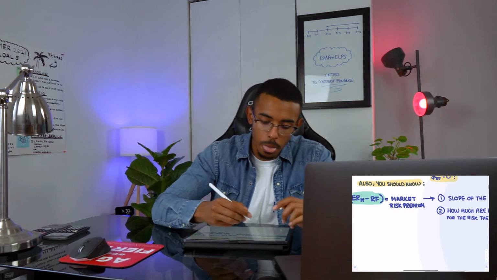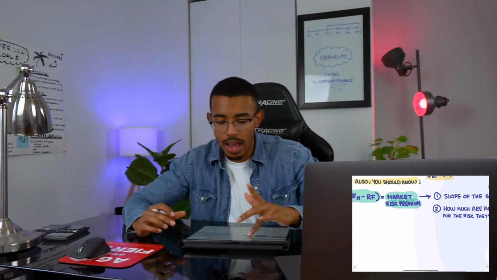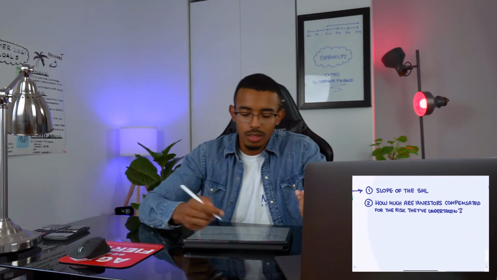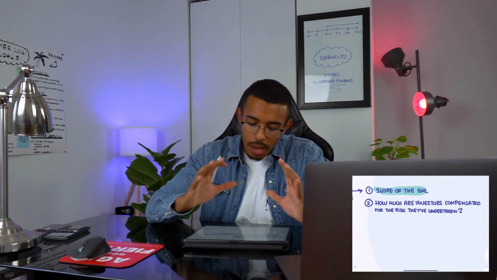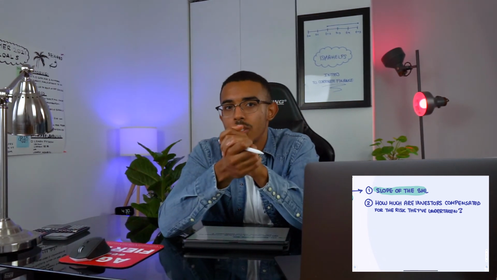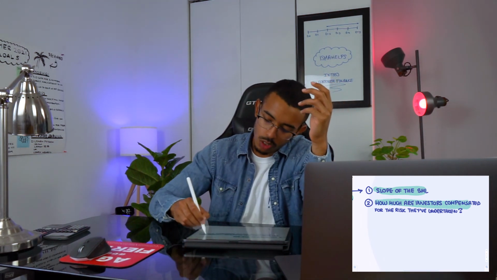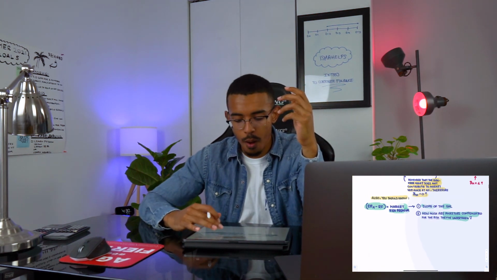Then what we want to look at is, once again, the slope of our SML, which is what we call the market risk premium. The market risk premium is equal to ERM minus RF. It's the slope of the SML, and you want to understand that we're looking at the following question: how much are investors compensated for the risk they've undertaken? Which is a very similar consideration to that of the CML and the Sharpe ratio. But at the end of the day, that question is prompted by that specific consideration.